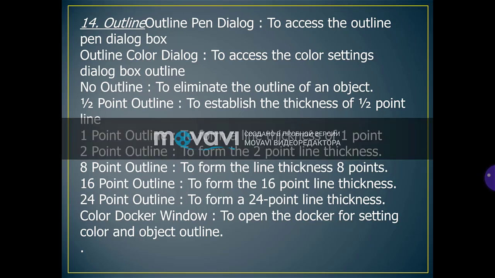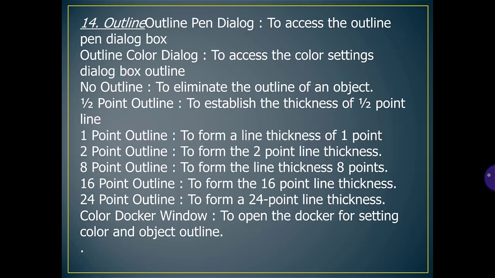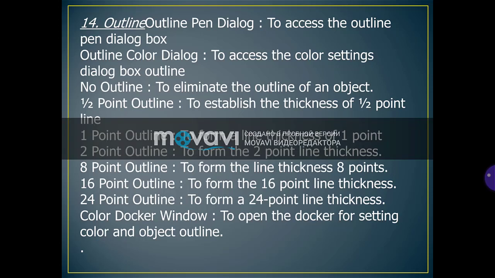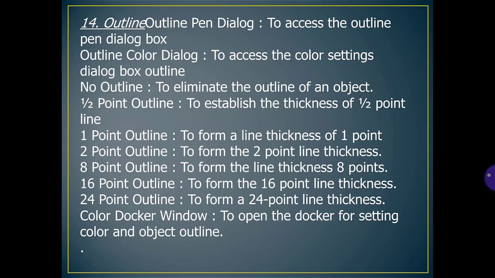1 point outline. To form a line thickness of 1 point. 2 point outline. To form the 2 point line thickness. 8 point outline. To form the line thickness 8 points. 16 point outline. To form the 16 point line thickness. 24 point outline. To form a 24 point line thickness. Color Docker window. To open the Docker for setting color and object outline.